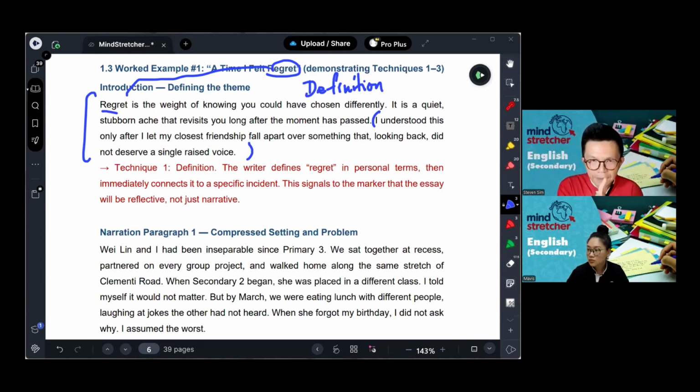But I tell you, one of the reasons why students can't do this is because they don't know what the story is. This is an overview, and you can only provide an overview if you already know what the story is. If you don't know what the story is, you can't provide a summary of the story.